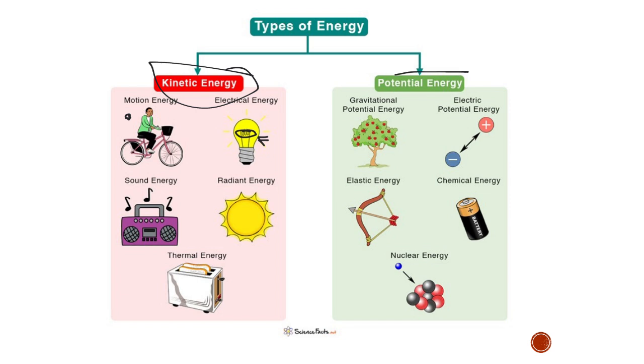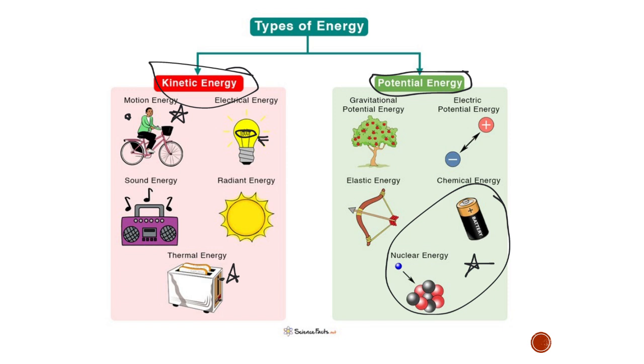Then there's potential energy, and potential energy is the energy stored in the bonds of our elements, compounds, and substances. In a chemical form, that's what we're talking about right here in chemical energy and nuclear energy. But there are other forms of potential energy, such as gravitational potential energy, electric potential energy, and elastic energy, and that's more in the physics subject area. For us, we're going to be focusing here on these two. And then over here, we're going to be talking about motion, energy, and thermal in terms of kinetic related to chemistry.